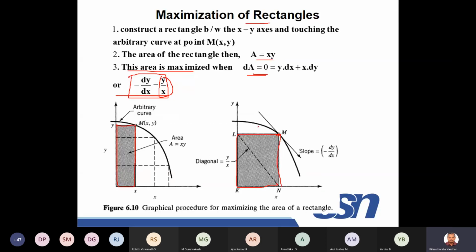The other procedure is what he is trying to do: you try to calculate the slope, and then parallel to this slope line, you draw a tangent. Draw a diagonal in such a way that, with this particular slope, it touches this particular x-axis. You project it, and this is the area of a rectangle. That is what he claims, right?